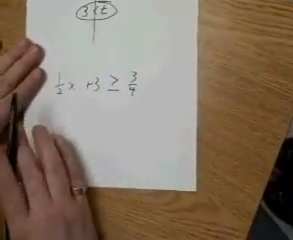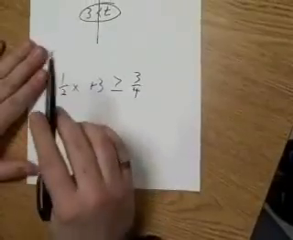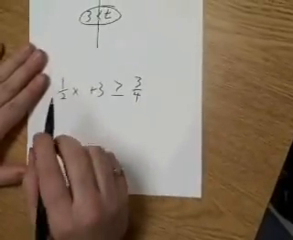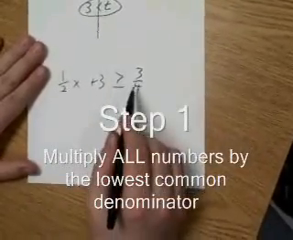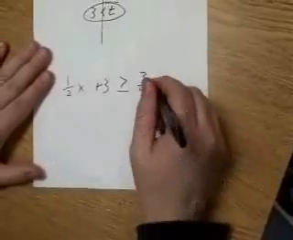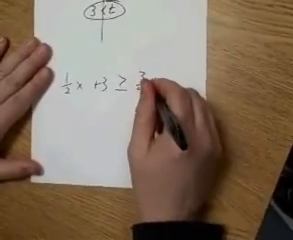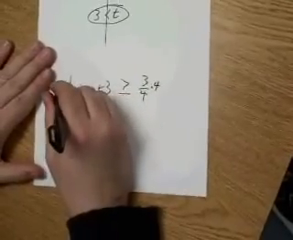On this next one, we have everyone's favorite, fractions. What we're going to do is we're going to find the lowest common denominator. 2 can divide evenly into 4, so we're going to use 4 as our lowest common denominator. We're going to multiply this one by 4. We're going to multiply this one by 4.